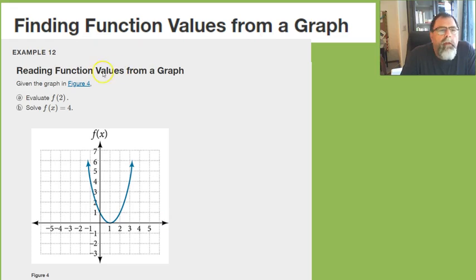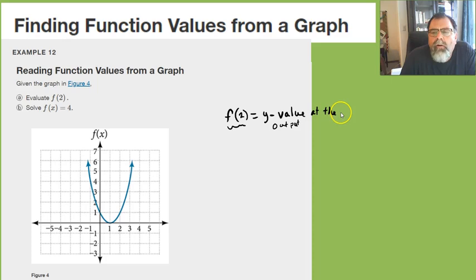Finding function values from a graph. Okay, this is probably one of the more important skills from the last couple we did. Given the graph in figure 4 here, evaluate f of 2. So remember, f of 2 is a y value. Here's the long-winded bit: it's the y value, which is your output value. You can say output or y value when the input value is 2.